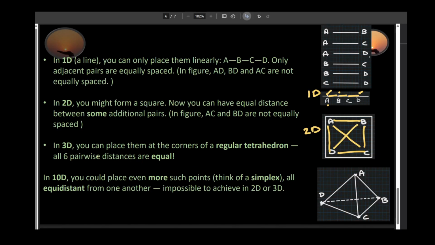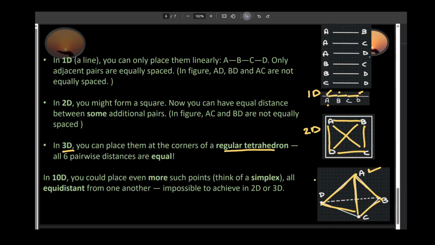Well, how about you work in three dimensions now? Well, you can place them at the corners of a regular tetrahedron. That would be this right here. And in this particular instance, all these six pairs are equally distant from each other. The distance between AD is the same as the distance between AC, which is the same as the distance between AB, DC, BC, and DB. So all these six pairs of distances are equal.